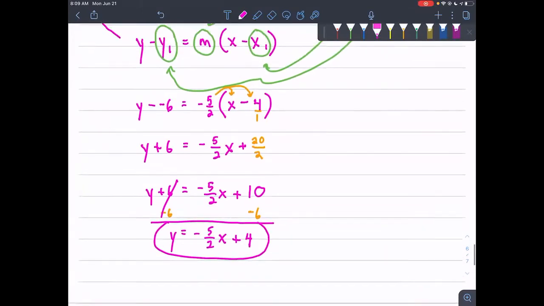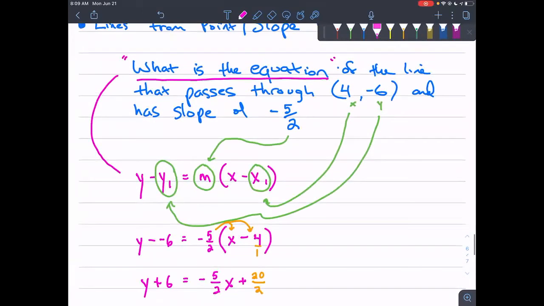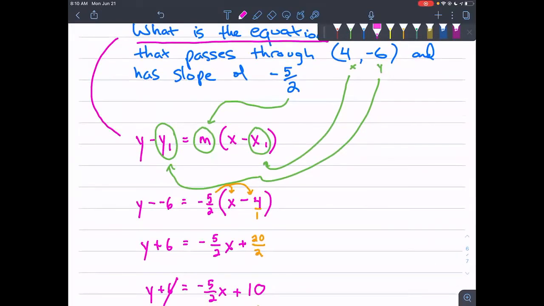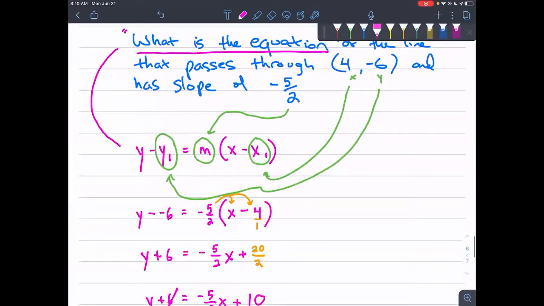Okay, so hopefully not too bad. Just going to recap just a little bit. If they ask you what's the equation of the line, you're going to use y minus y1 equals m times x minus x1. Hopefully you can figure out what those three things we're replacing are.